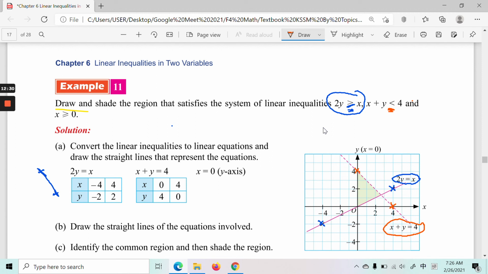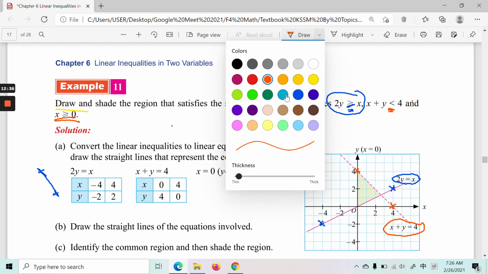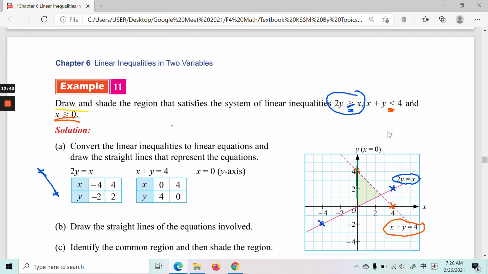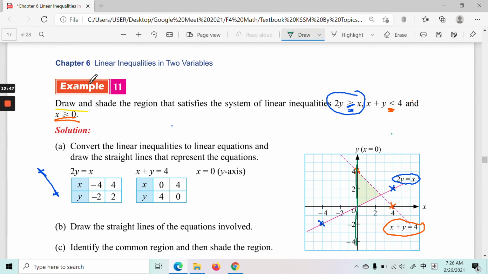And the last one is x greater than or equal to 0. So x equals 0 is this straight line. I use a different color, easier for you to see. So x equals 0 is this straight line. This time use a solid line because there is an equal sign there. So now, how to determine the shaded region? We have already drawn, now we determine the shaded region. x greater than or equal to 0. So x equals 0 is this one. Greater than or equal means going this side.